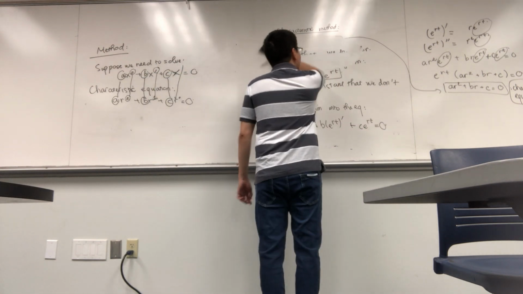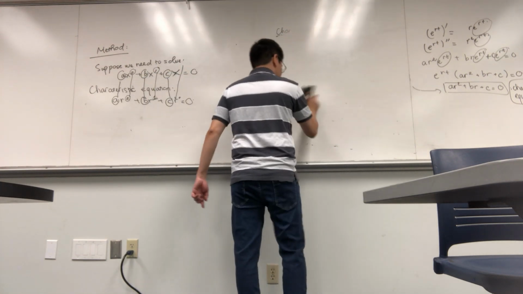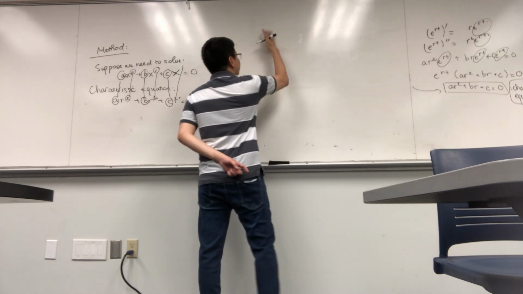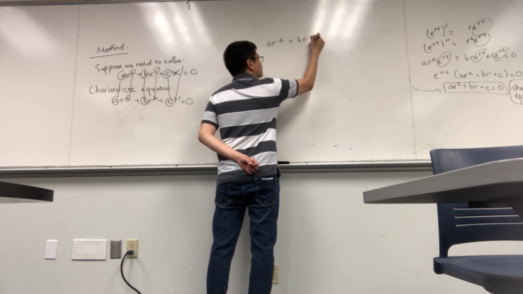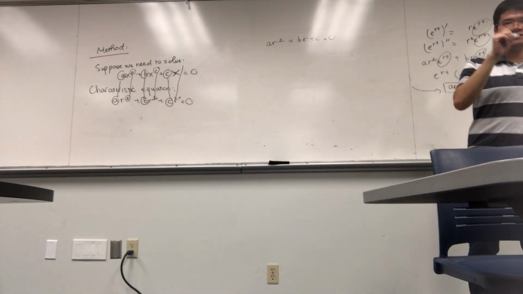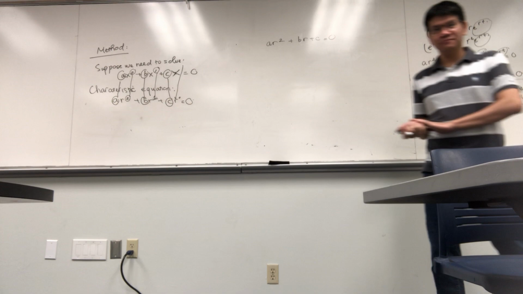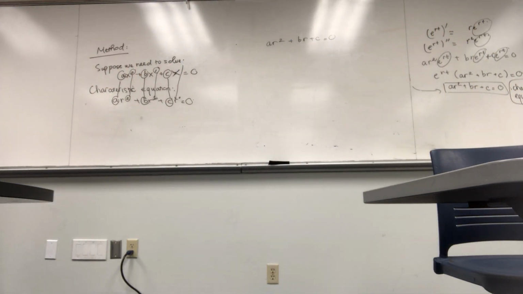Now, a reminder. What is the solution of ar squared plus br plus c equals 0? Suppose that I have this equation. How do I solve this equation? Yes? Use the quadratic formula. Because it's a quadratic equation. So it looks like negative b plus or minus the square root of b squared minus 4ac all over 2a.